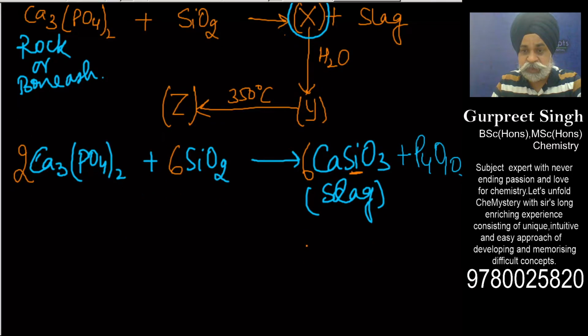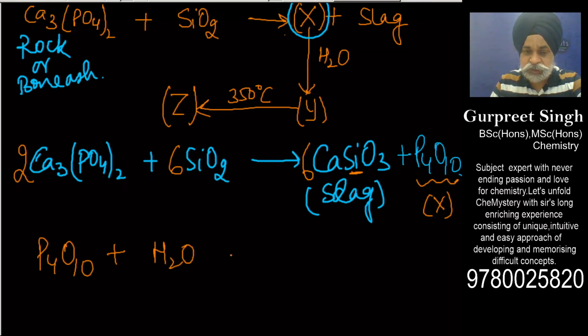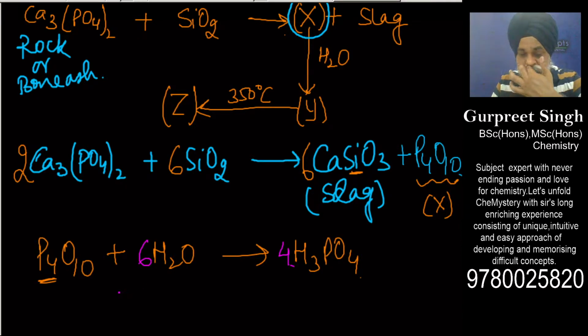Once you get this compound, which is X, the oxide of phosphorus P4O10, it is hydrolyzed. This is also very plain and simple. When it gets hydrolyzed, for which a good amount of mechanism is available, you end up getting phosphoric acid. Here also you have 4 phosphorus, so I will place 4 here, so hydrogen would become 12, so I would place 6.